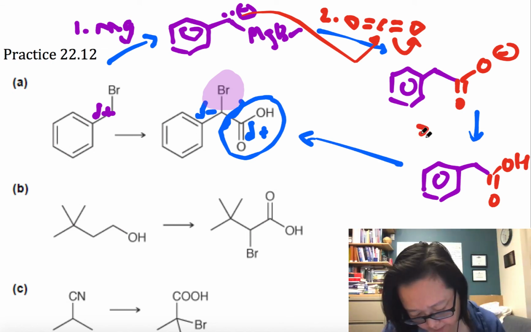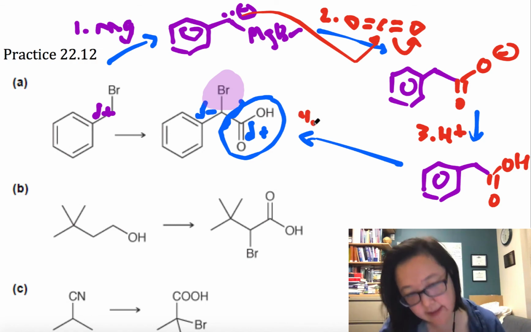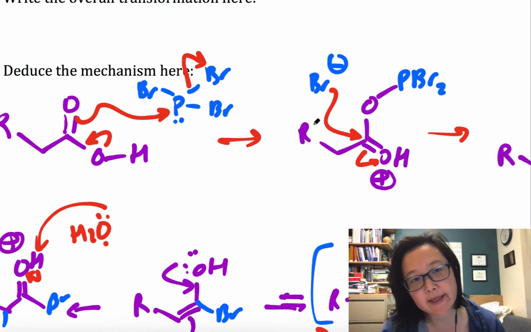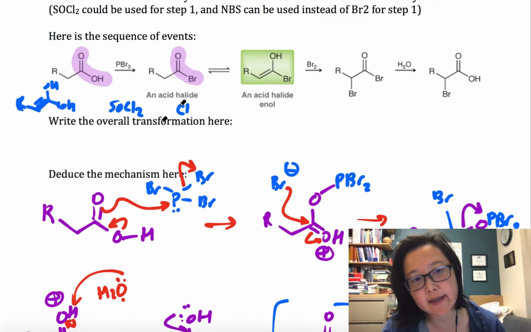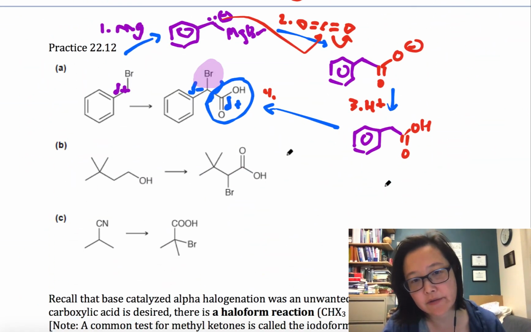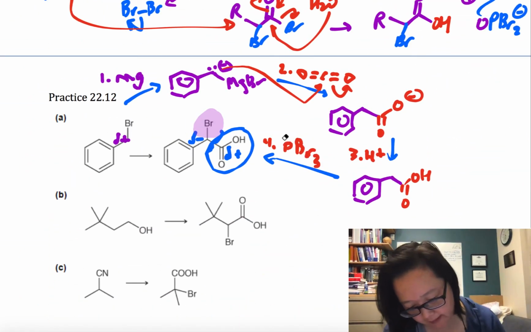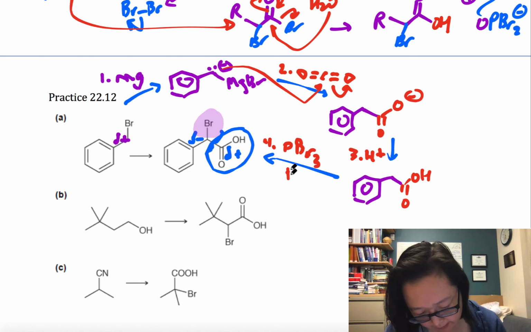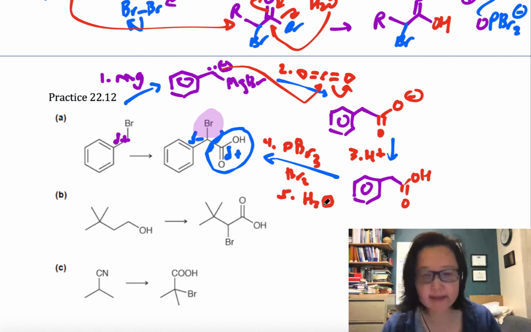So step 3, don't forget, it's just dilute acid and water. Step 4, I just need to look back here. Remember, we did PBr3 or SOCl2, and then Br2, and then water. So those are 3 separate steps. And then step 4 would be PBr3, Br2, and step 5 would be water. We have to have step 5 separate because water will break down the acid halide too soon. All right, so that's that reaction there.